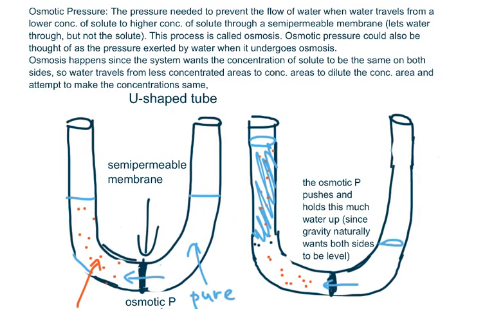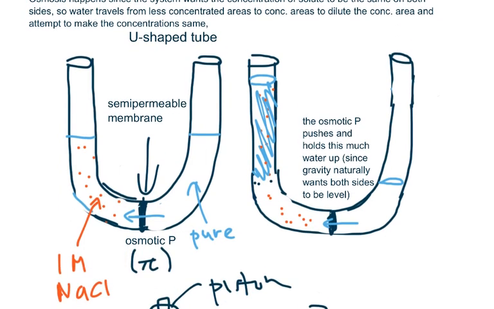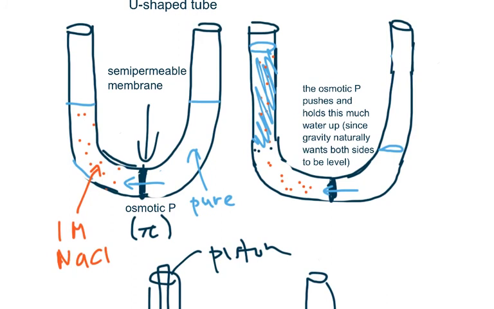Now let's talk about our final colligative property, osmotic pressure. So before we read the explanation, let's see what happens in this tube. On one side, we have 1 molar sodium chloride as indicated by these red dots, and on the right side we have some pure water, and over here we have a semi-permeable membrane, which lets water through but does not let sodium chloride through.